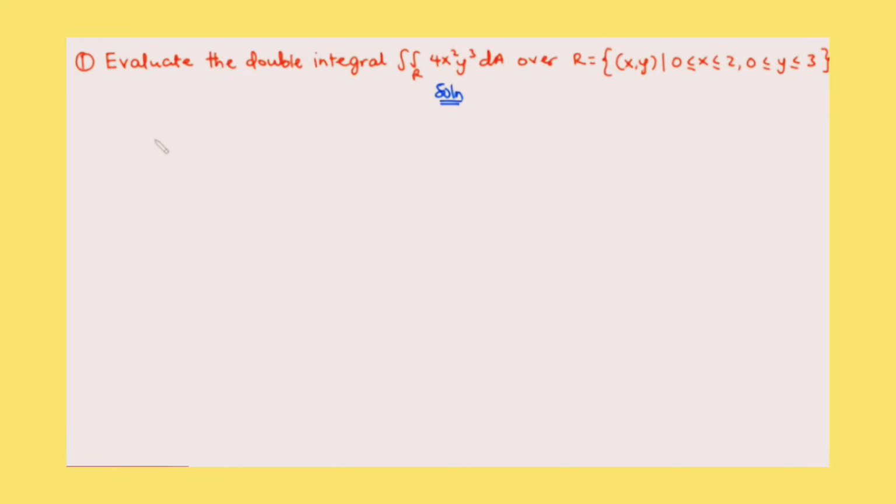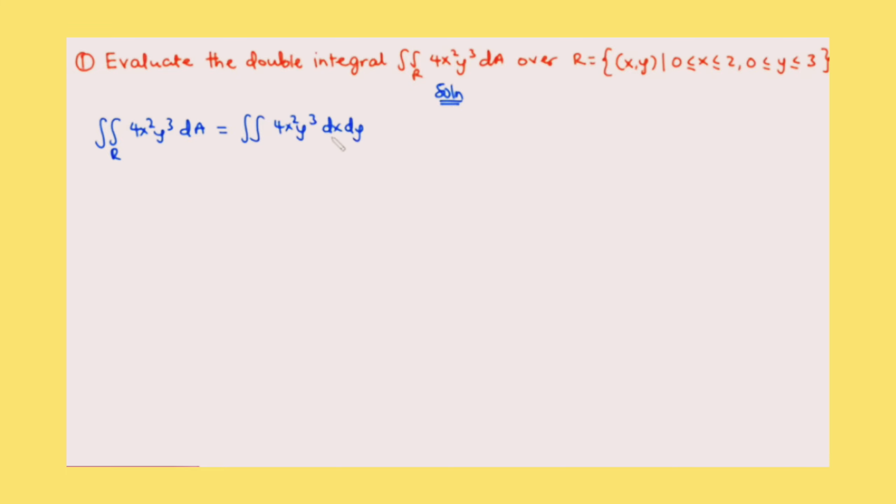So let's try this together. We have the double integral over the region R of the function x squared times y cubed dA, and we need to evaluate this double integral over the region R specified in the question. So we can equally express this as the double integral of the function x squared y cubed dx dy.